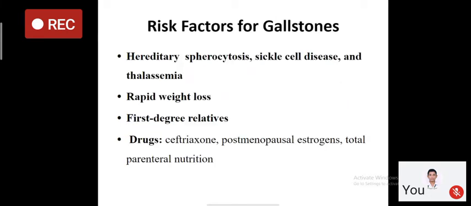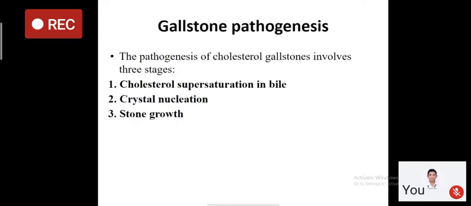The other risk factors are hereditary spherocytosis, sickle cell disease, and thalassemia. All these hemolytic disorders can lead to pigment stones. Rapid weight loss. First degree relatives of a patient with gallstone. And there are some drugs associated with gallstone formation. These include cephalosporins, third generation cephalosporin, ceftriaxone, postmenopausal estrogen therapy, or TPN. So these are the risk factors for gallstone.